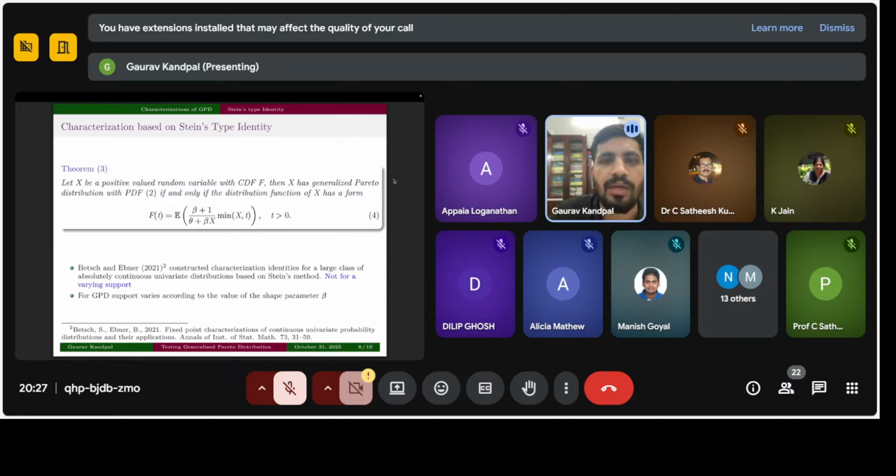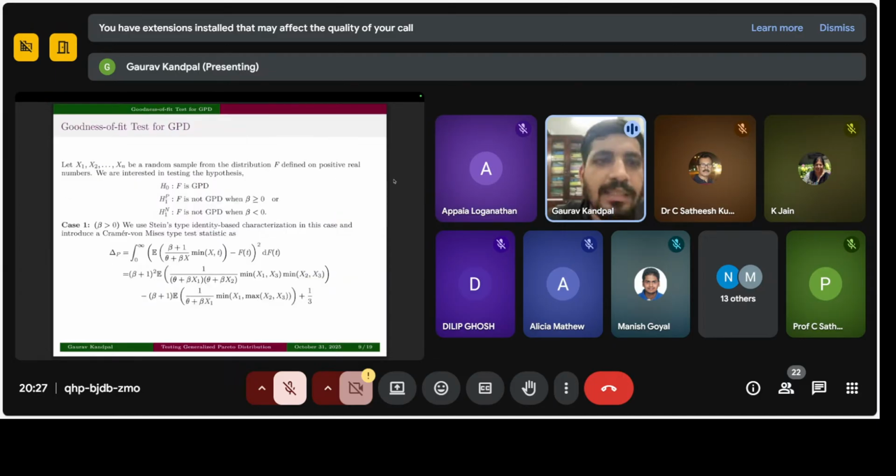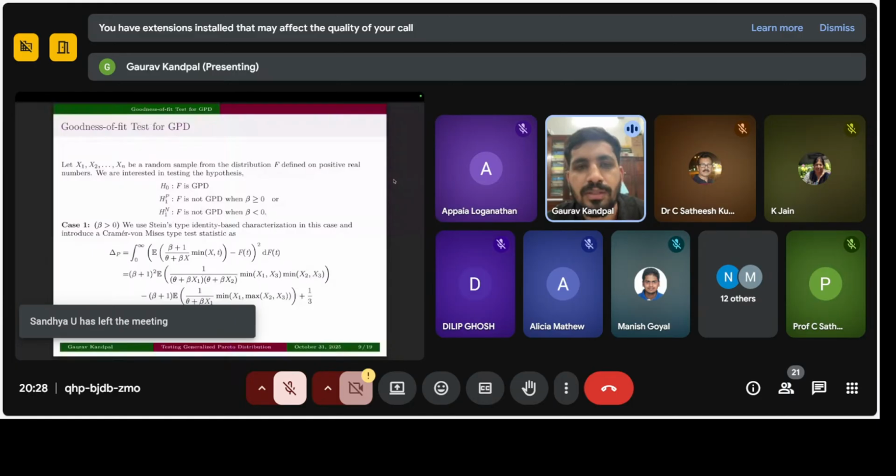Further, using these two characterizations, we have given our goodness of fit test. Let's say X1 to Xn be a random sample from the distribution f, which is defined on positive real numbers. Then we are interested in testing the null hypothesis that f is generalized Pareto distribution. For the alternative hypothesis, we have given two cases: one for the positive part and one for the negative part. For the positive part, we have used the Stein type identity, and for the negative part, we have used the dynamics of exotropy characterization. We will reject the null hypothesis if any of the alternative hypotheses is true, and we will not reject the null hypothesis if both alternative hypotheses are not true.